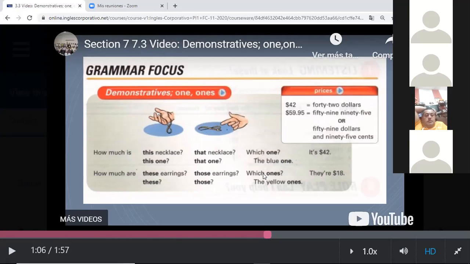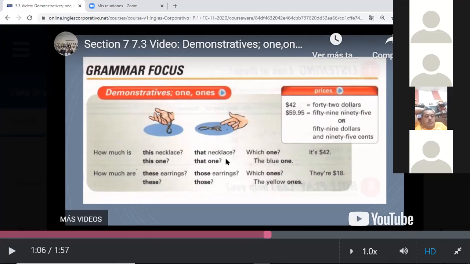En lugar de decir Marvin Vázquez, I say he, right? Y hay ciertos pronombres, como en este caso, one and ones, que indican el número, ¿verdad? Otros son indefinidos, como some, any, etcétera, ¿verdad? Y hay pronombres reflexivos, como myself, yourself, etcétera. Un montón de pronombres. Pero estos se refieren a cantidades.